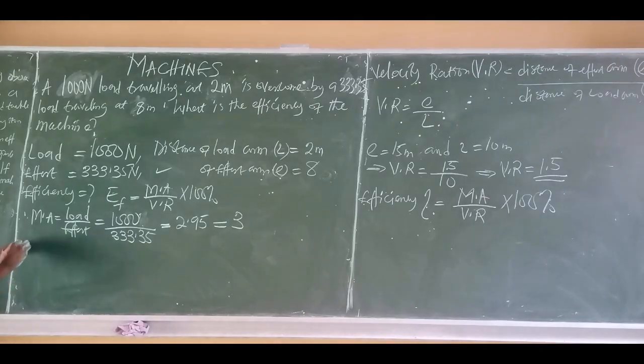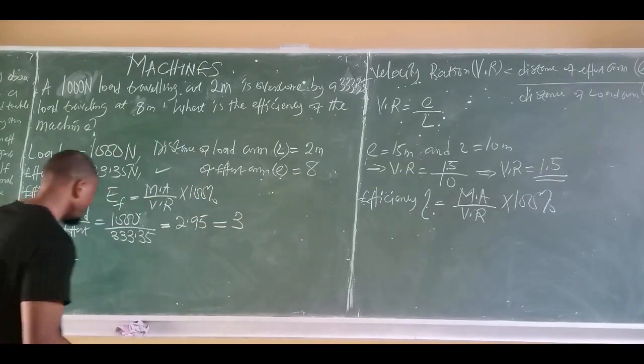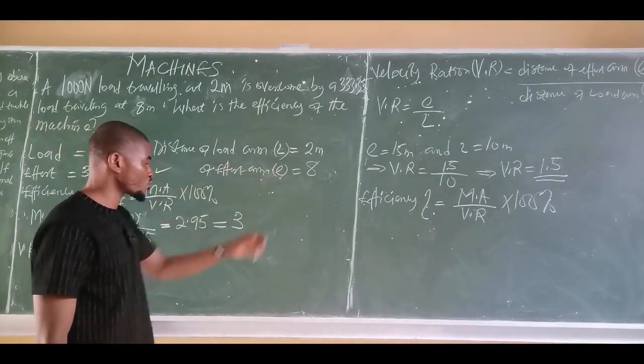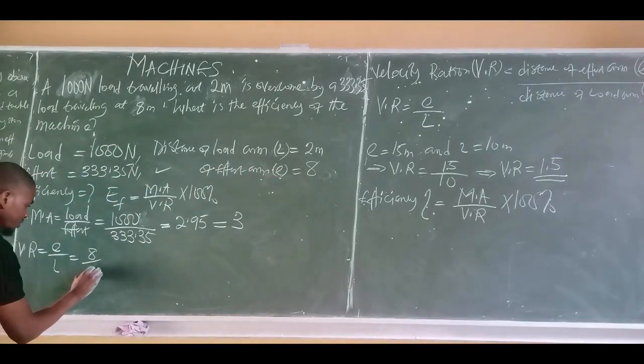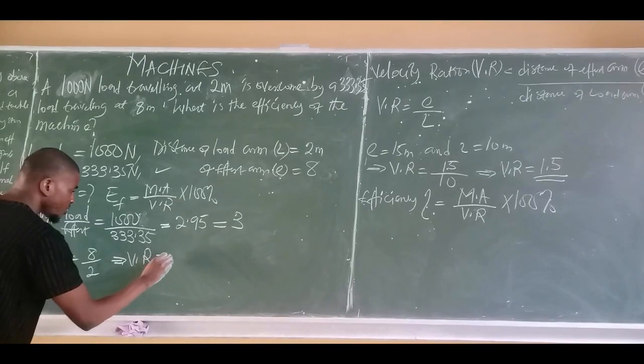Also, the velocity ratio, we know, is always the ratio of the distance traveled by the effort arm, E, over the distance traveled by the load arm, L. And that's equal to the distance traveled by the effort arm, which was given as 8 meters, so you have 8 divided by the distance traveled by the load arm, which is given as 2 meters. 8 divided by 2.